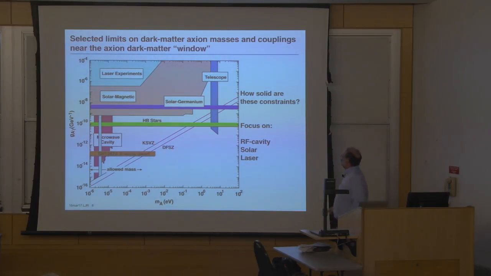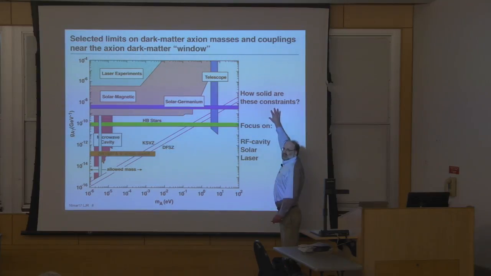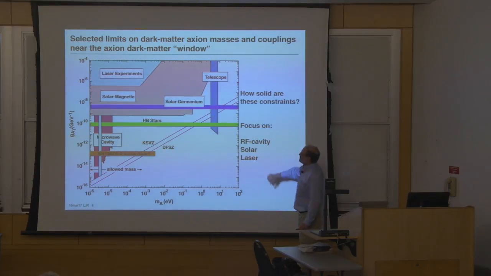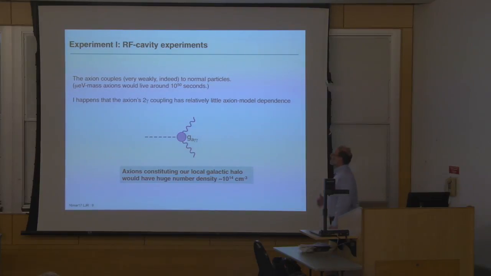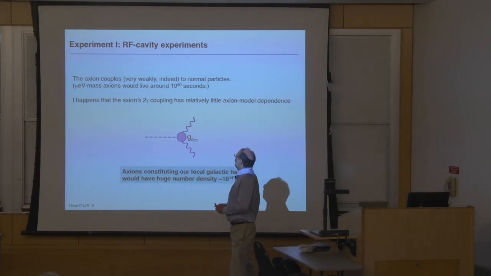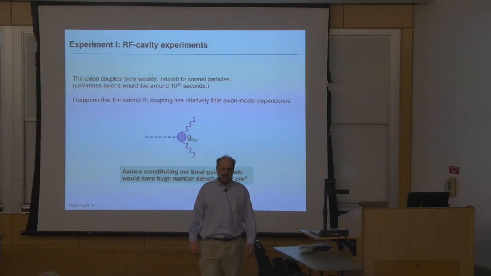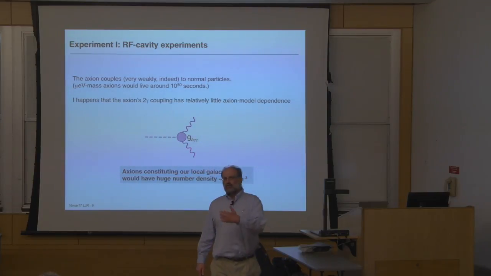So there's a good question you could ask: how solid are these constraints? They're escape hatches galore. That's all I can say. They're not airtight. But I'll focus, as I said, on these three classes of experiment. Let me start with one that I love. It's the one that I'm working on. This is conceptually a very, very simple experiment where CMS has a million channels or something. We have one.